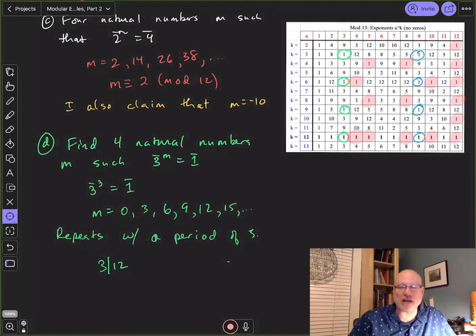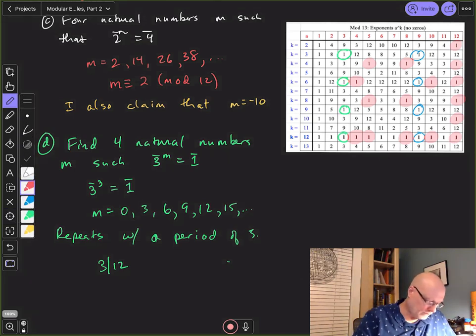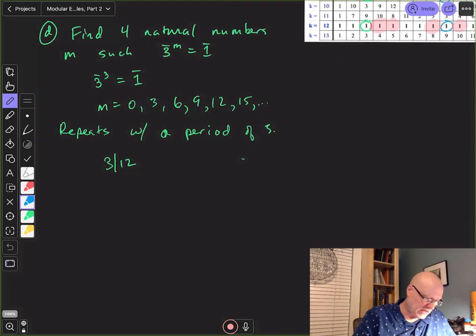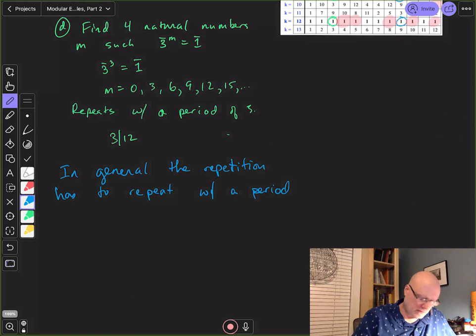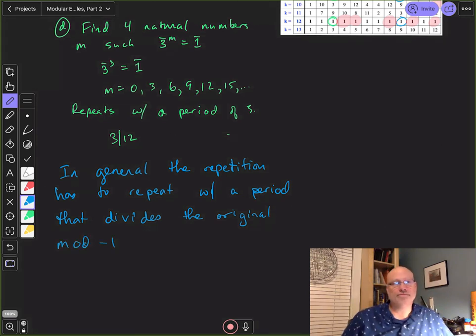Okay, so in general, what we would say is that the repetition has to repeat with a period that divides the original mod minus 1.